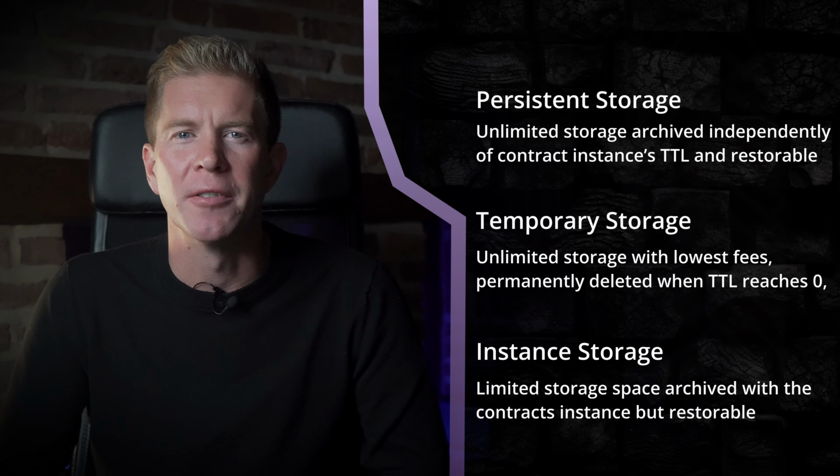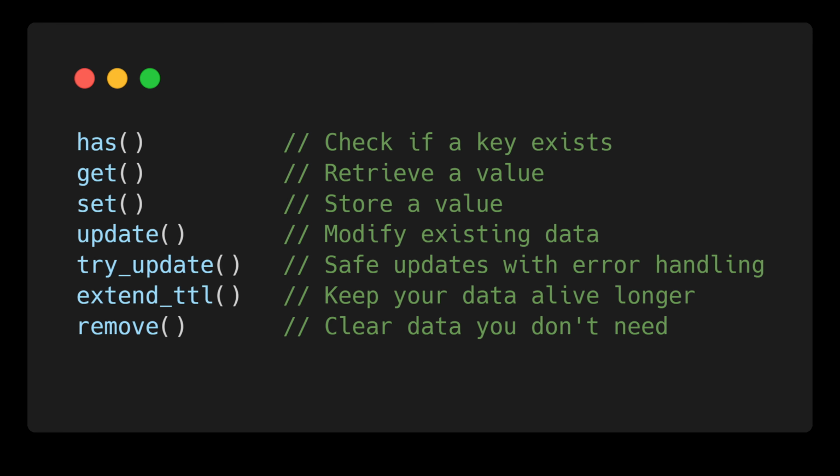Within these structs, we have the following methods. Has is used to check if a key exists, returning true or false. Get is used to fetch a value by passing in the key and returning an option. Set is used to set a value to a key. Update is used to update a value stored against a key. Try update is like update for those times when you don't know what you're doing. Extend TTL extends the time to live for data stored under the key. And remove removes a key value pair from storage.